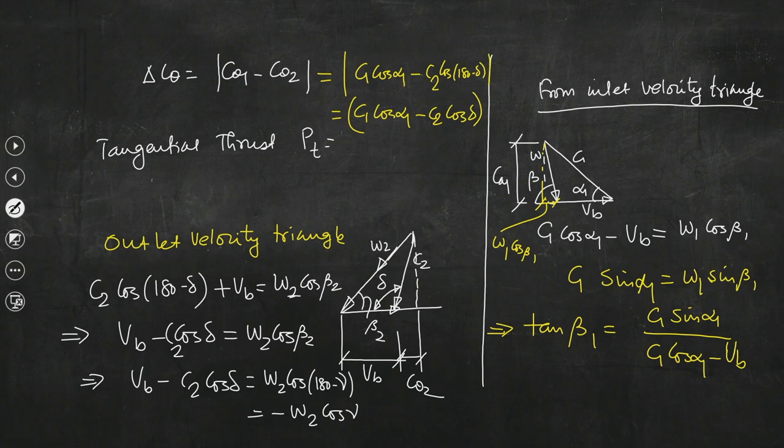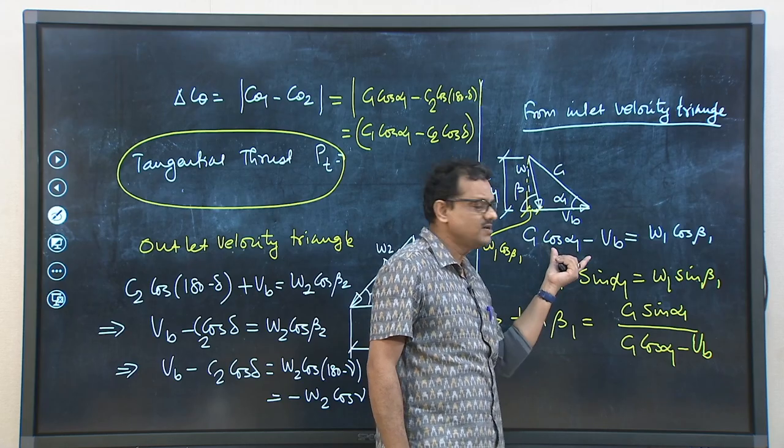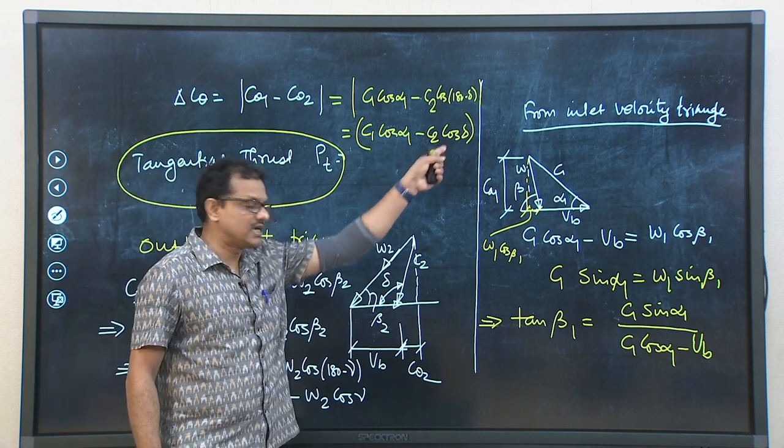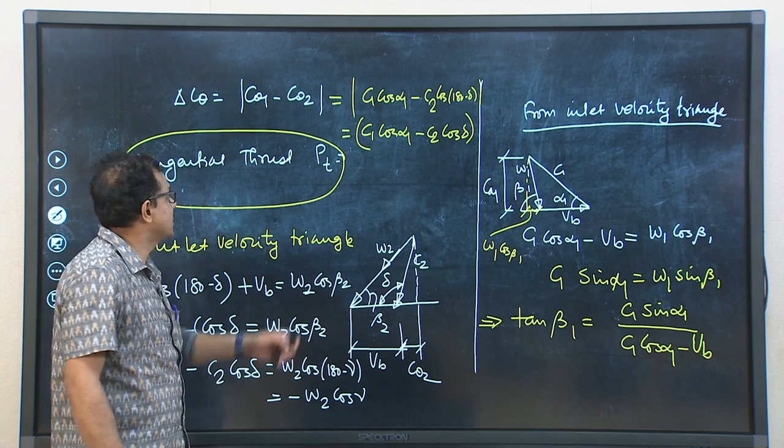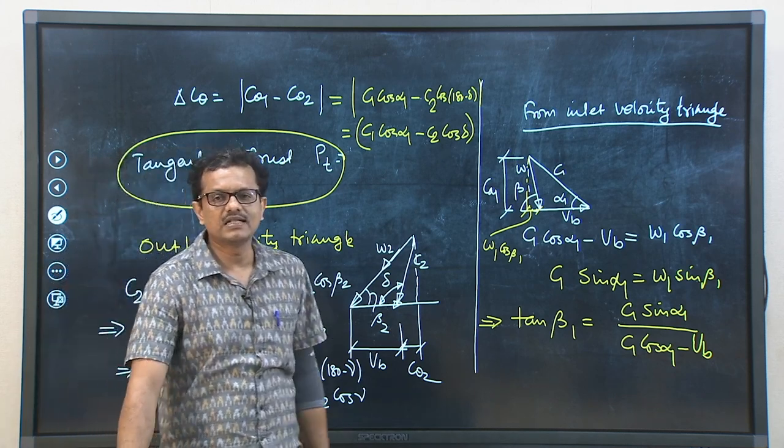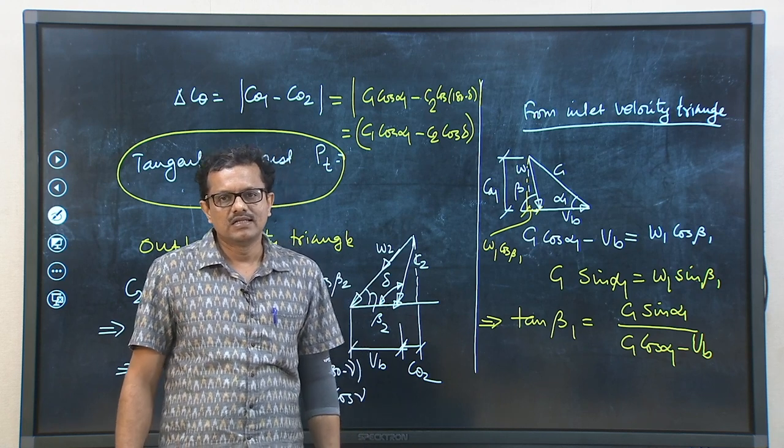And what about axial thrust? This axial thrust that we had written over here, if we go to the next slide. So, you know that C 1 cos alpha 1 minus C 2 cos delta. C 2 cos delta we can have from this expression, also we can have C 1 cos alpha 1 from this expression. So, you know that C 1 cos alpha 1 minus V b is equal to W 1 cos beta 1, from there we can calculate C 1 cos alpha 1. Similarly, C 2 cos delta we are getting from this expression. So, knowing these two expressions, we can quantify the change in whirl component of velocity, and that particular component is responsible for the tangential thrust.